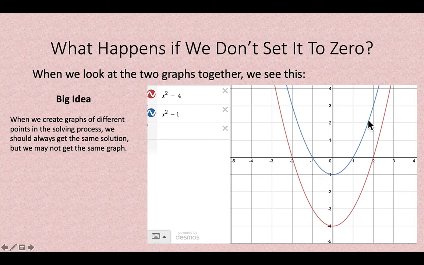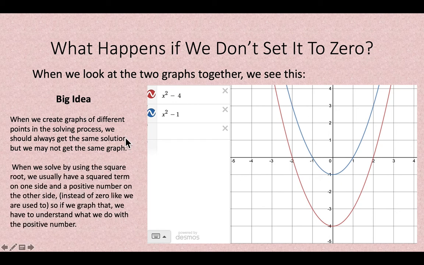But we may not get the same graph. So you have to know where you're looking on your graph to get your solution. The solutions happen in different places based on what our equation looks like, how much we have manipulated it. And so that gives us the illusion that we're getting inequivalence, although we will still get the same solution.